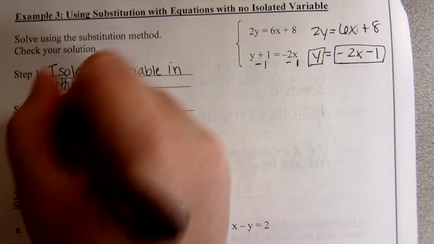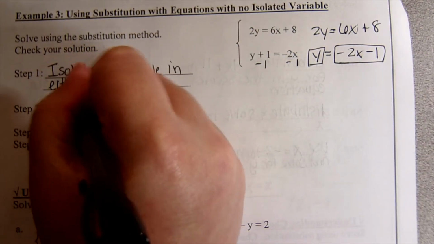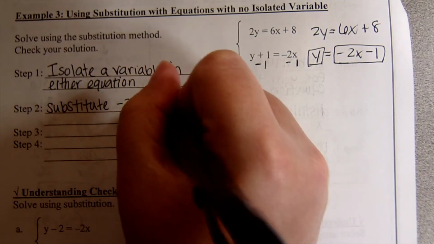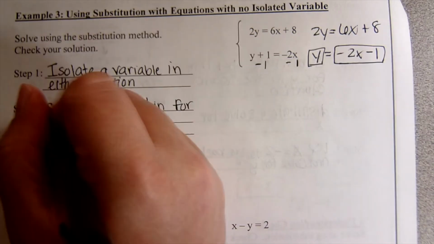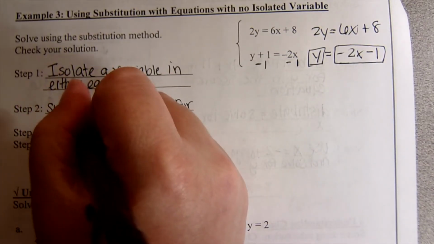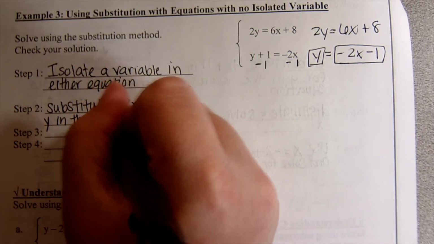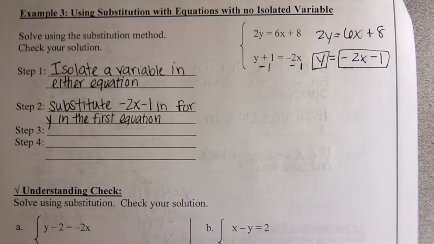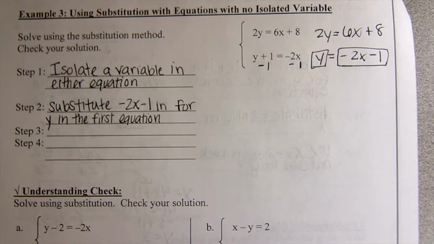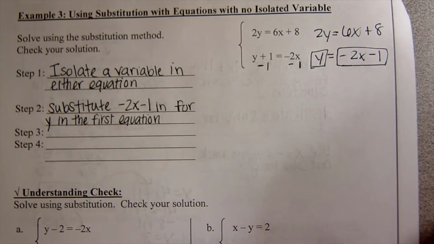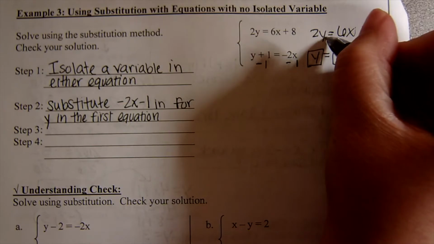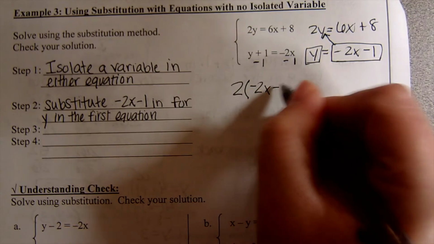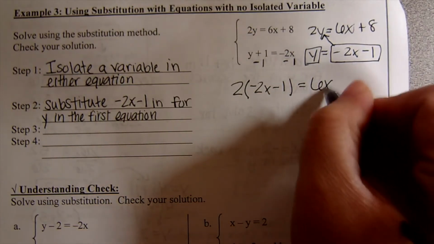So step 2, we are going to substitute negative 2x minus 1 in for y in the first equation. So I'm plugging that in. So I get 2 times negative 2x minus 1 equals 6x plus 8.